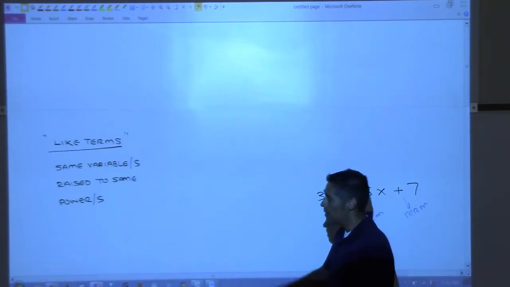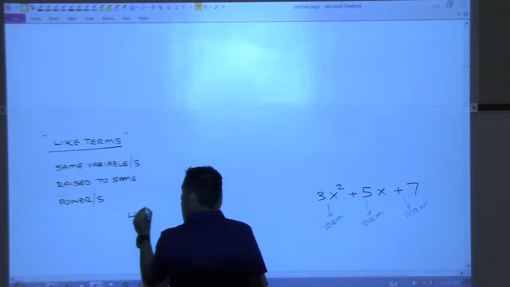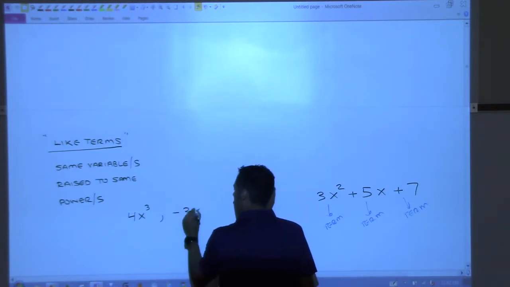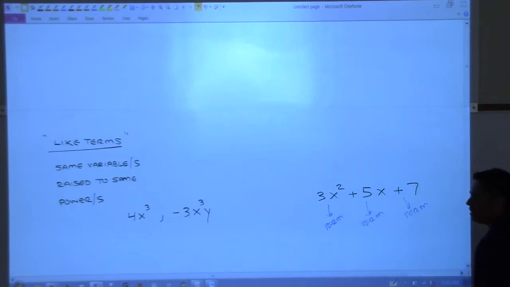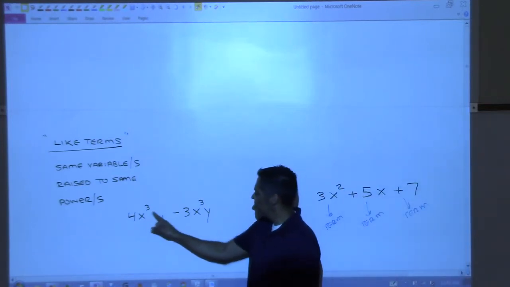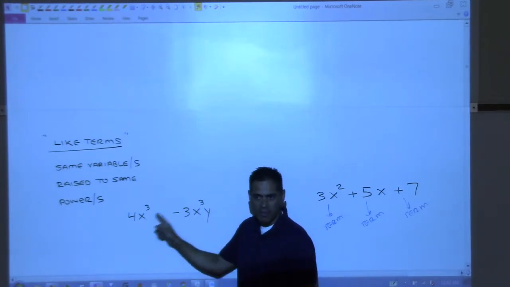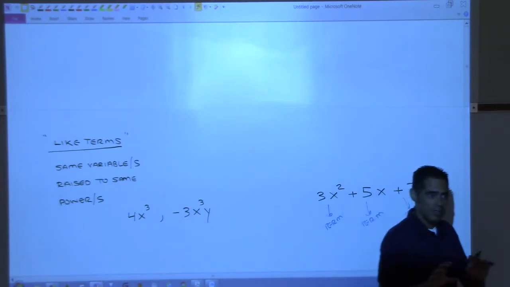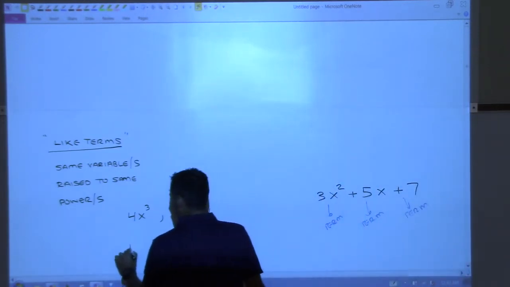So I'm going to give you a couple of examples, and you tell me if these are like terms. How about 4x to the third, and then let me write another one over here, negative 3x to the third y. Are those like terms? Well, they have the same variable raised to the same power, right? But this one has a y and this one doesn't. So these do not qualify. They have to have the exact same variables raised to the exact same powers. Would this work?